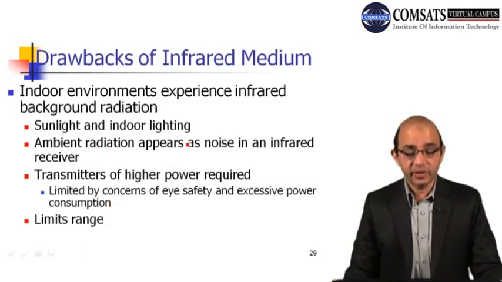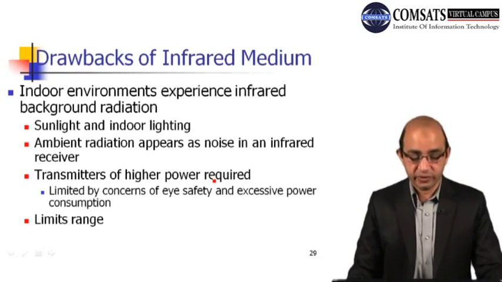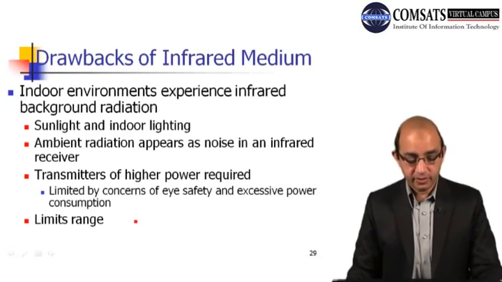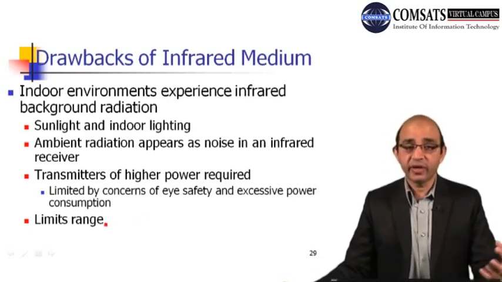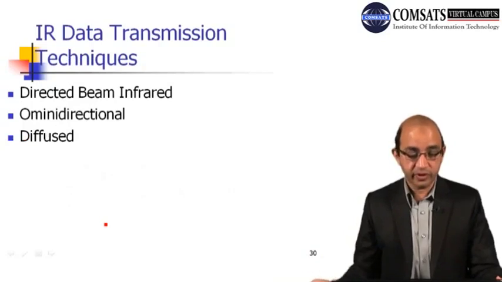Then here are some of the disadvantages. We can use the infrared technology only in indoor environments, right? Sunlight and indoor lighting, ambient radiation appear as noise, so that is the interference. In infrared, transmitters of high power are required, so we need high power in order to have transmission from one point, right? And there is a very short range for access when we talk about infrared.